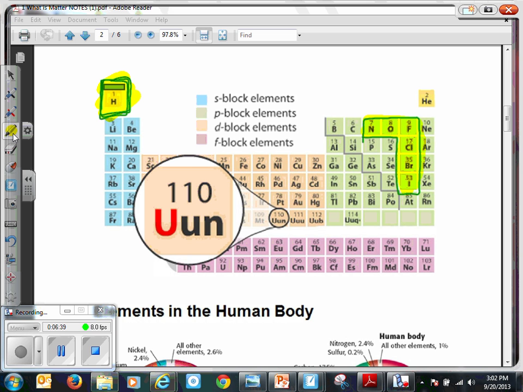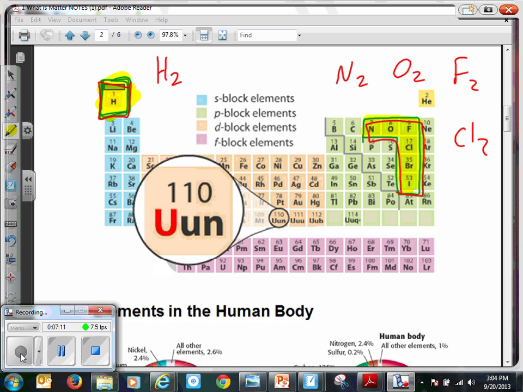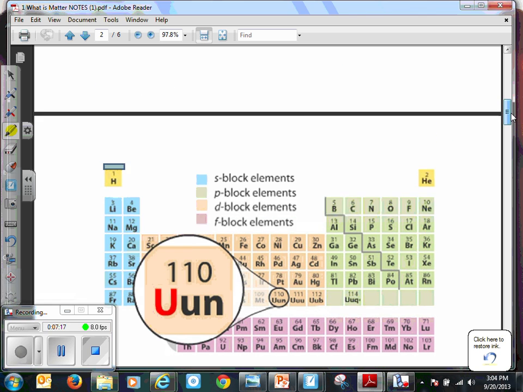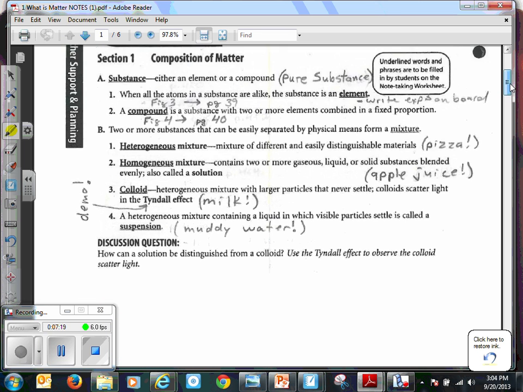These are called the diatomic molecules. And what that means is when they are elementally alone, which means not in combination with any other things, they float around together. So we have two hydrogens together, or two nitrogens, two oxygens, two fluorines, two chlorines. This entire upside down L along with hydrogen is called diatomic molecules. So those elements are always found in groups of two, and they float around.